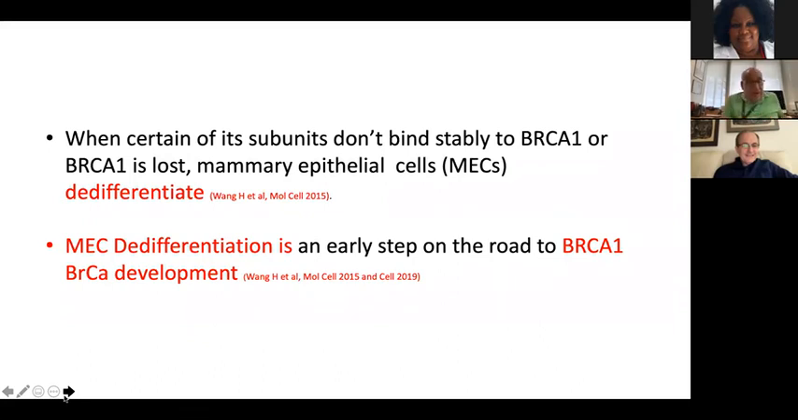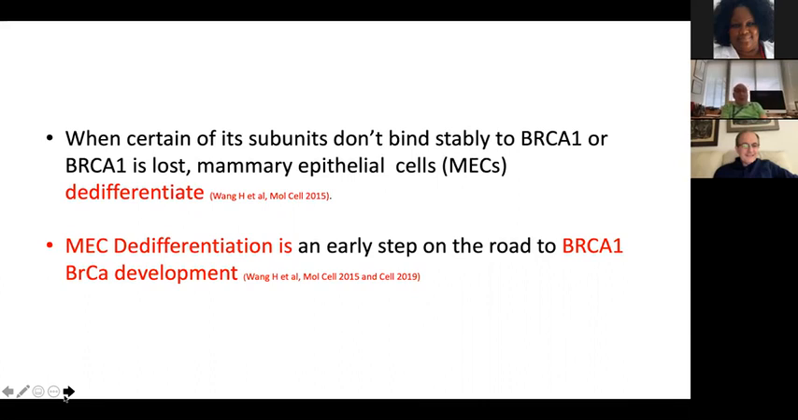About 6 years ago, Hua Wang, when he started his postdoctoral fellowship in the lab, observed that when any of the P220 subunits, BARD, NUM, HES, you name it, don't bind stably to BRCA1, or BRCA1 is missing from a mammary epithelial cell, that mammary epithelial cell dedifferentiates. I'll show you evidence in a moment. That means if BRCA1 is gone, or some of its bound acolytes, let's be presumptuous, normal mammary diploid, even primary mammary epithelial cells immortalized with telomerase, can't remain normally differentiated. As I'm going to show you, they acquire a mesenchymal phenotype.